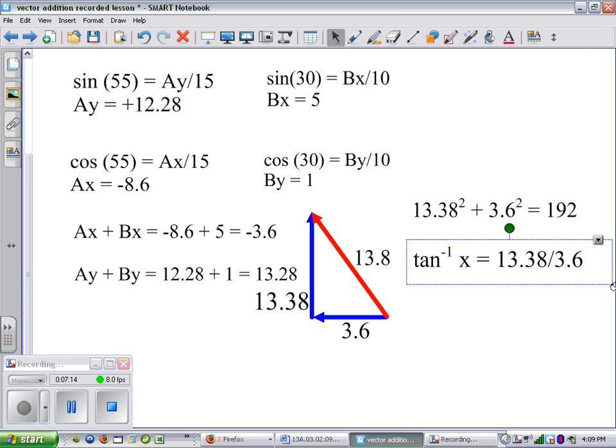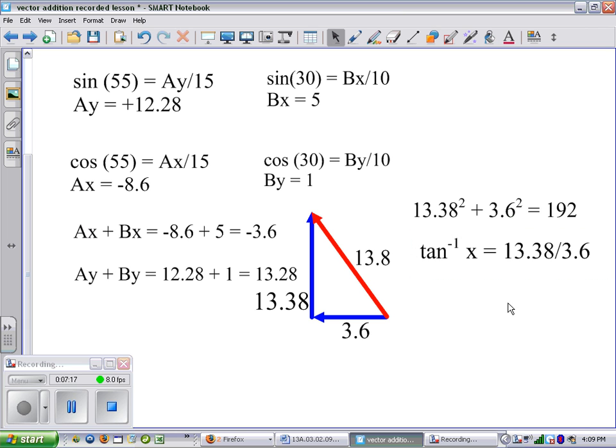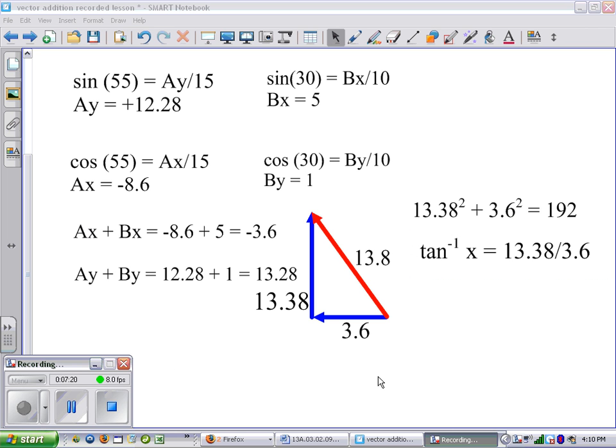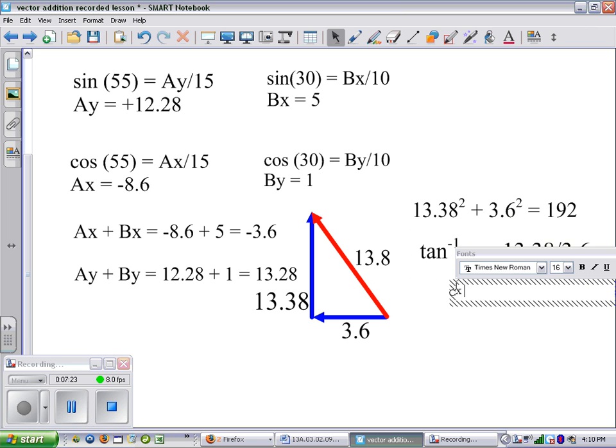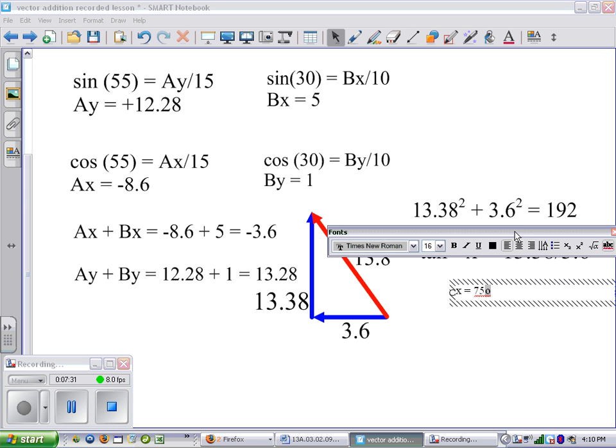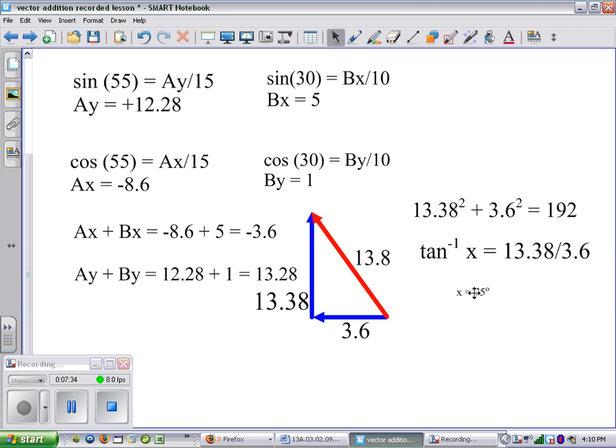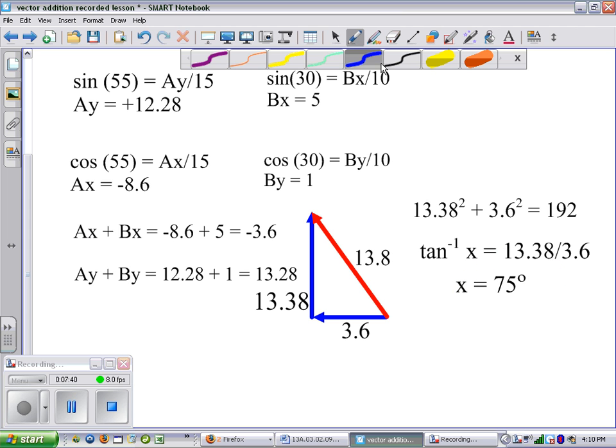Is that large enough to read? And that answer is 75 degrees. And that indicates the angle right here. So our final answer is a vector 13.8 meters long at an angle of 75 degrees to the negative x-axis.